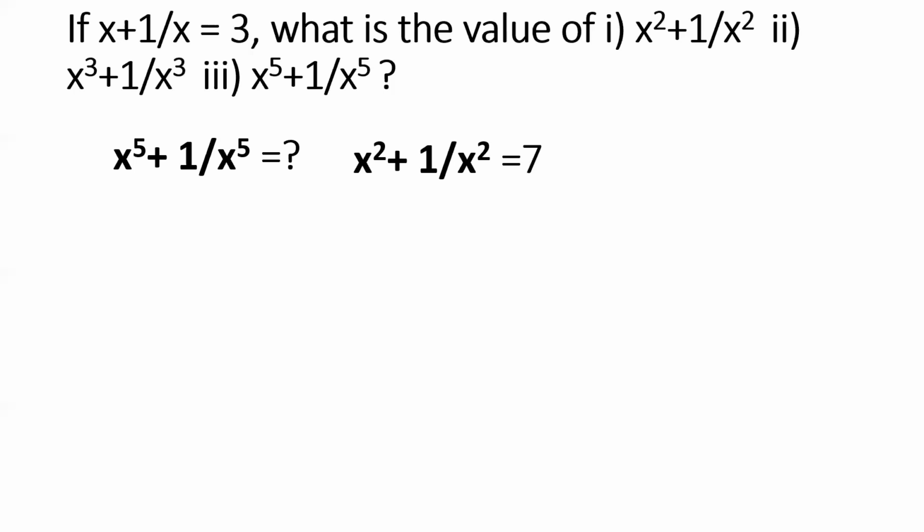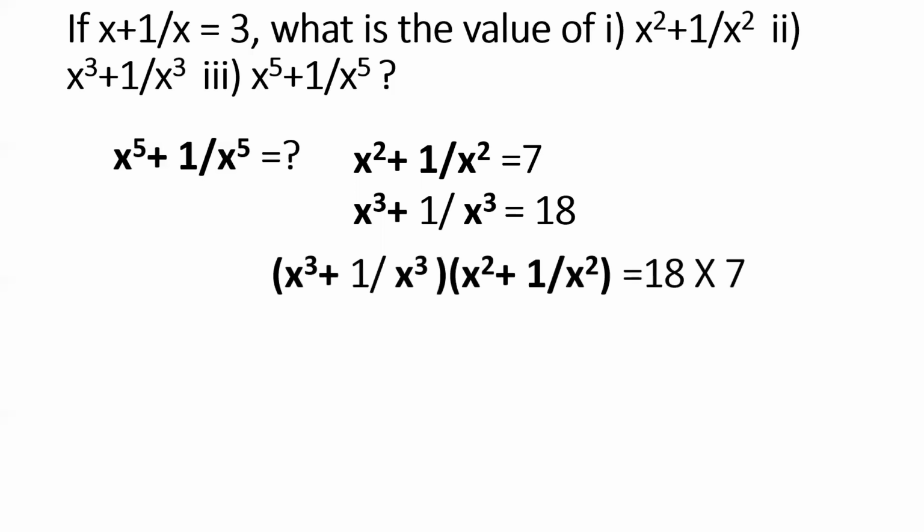Now, in the first two parts of the problem, we've already solved what x squared plus 1 by x squared is, so that's 7. And we have also found out x cubed plus 1 by x cubed, and that's 18. Now, if we multiply these two, so when you multiply higher powers, the indices will get added. So x cubed multiplied by x squared will be x to the power 5.